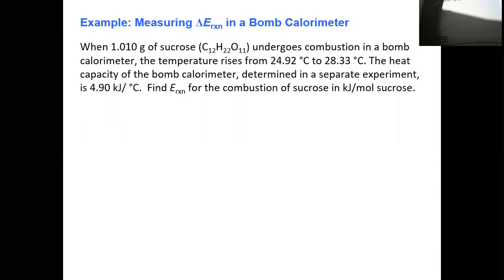Okay, so we have to be really careful with the wording here. We are given information in this problem, and we are going to be able to calculate a delta E value. But the delta E value that we're going to be calculating is going to be for this specific amount of sucrose. The final answer that we're looking for here is going to be the delta E for the reaction in kilojoules per 1 mole of sucrose. So those are two different things, and we have to be very clear about that. But let's find what we can find with the information that we're given. All right, we'll start there.